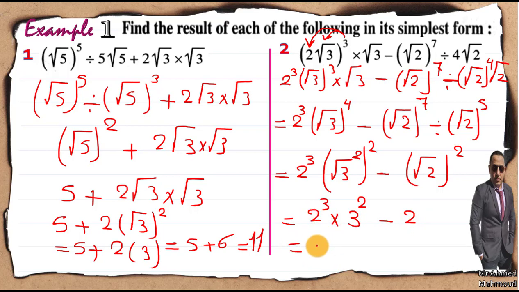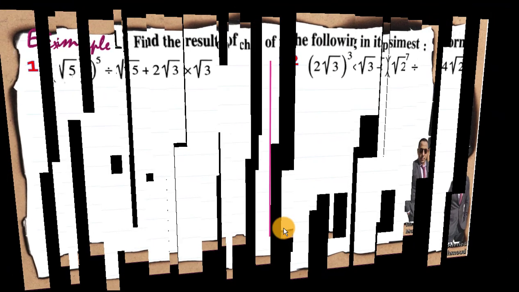2 power of 3 equals 8 times 3 power of 2 equals 9 minus 2. Now I'm going to evaluate the times. 8 times 9 equals 72 minus 2, which is equal to 70. If you check by the calculator, it gives you 70. Okay, the next example.